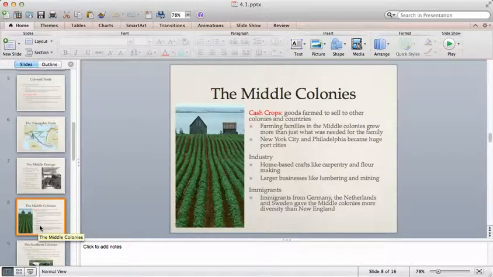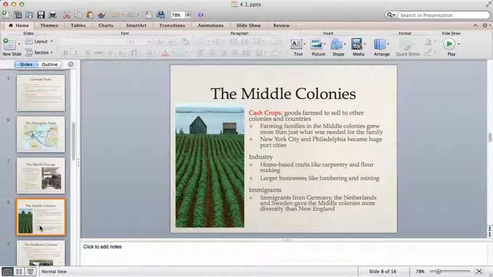Okay, let's talk about the middle colonies. These would be colonies like New York and Pennsylvania, for example. You can see in this picture that is a very large field, kind of like the ones you might see around here. This is not subsistence farming. These are not people that are farming just to feed their families like they were in New England. These people are selling cash crops, and the definition is pretty much what you would expect: goods that are farmed to sell to others and make a lot of cash.